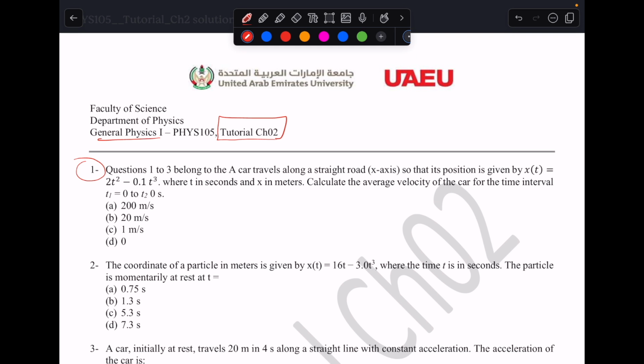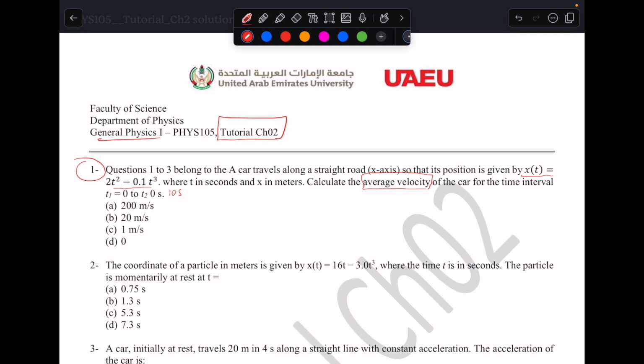The car travels along a straight road along the x-axis so that its position is given by a function of x, which is this, where t is in seconds and x in meters. Calculate the average velocity of the car between time t1 is 0 to time t2. We take this as 10 seconds.